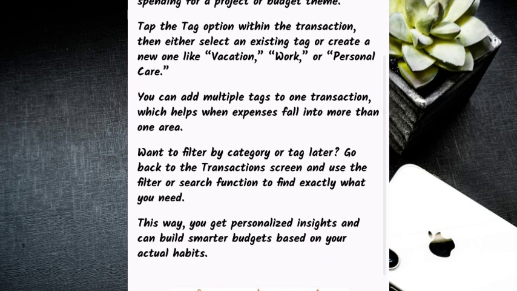If you want to filter by category or tag later, just go back to the transaction screen and use the filter or search functions to find exactly what you need. This way, you get personalized insights and can build smarter budgets based on your actual habits.